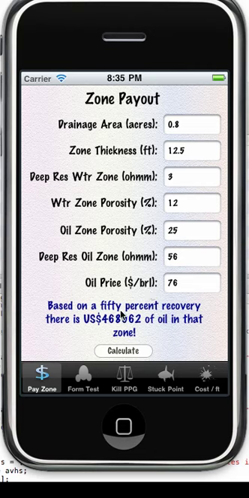Okay, so it's based on a 50% recovery, and it does not take into account the shrinkage of the oil as it is pumped from downhole to surface.